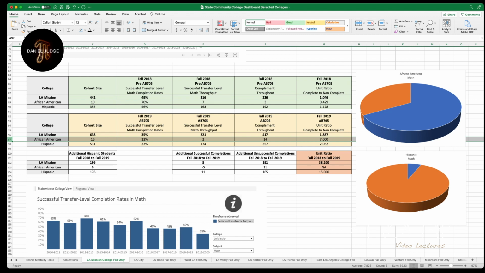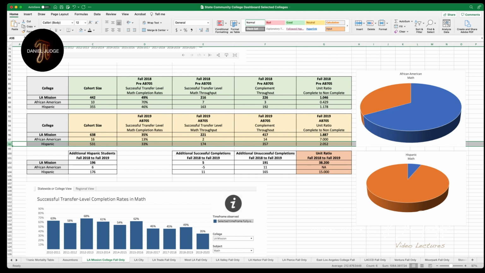Remember, this is 16 students. This is the best 16 students. The best 16 African American students. Remember the assumptions? Right? Because they met a higher GPA standard in the multiple measure. They met a higher course completion in high school under the multiple measure standard. The same thing happened for Hispanics.